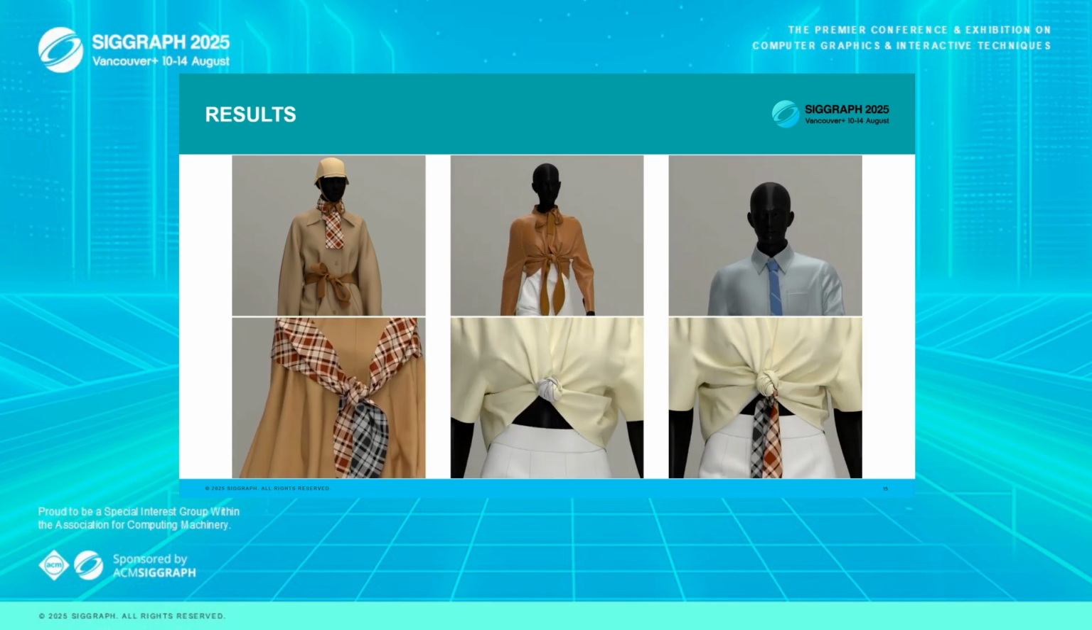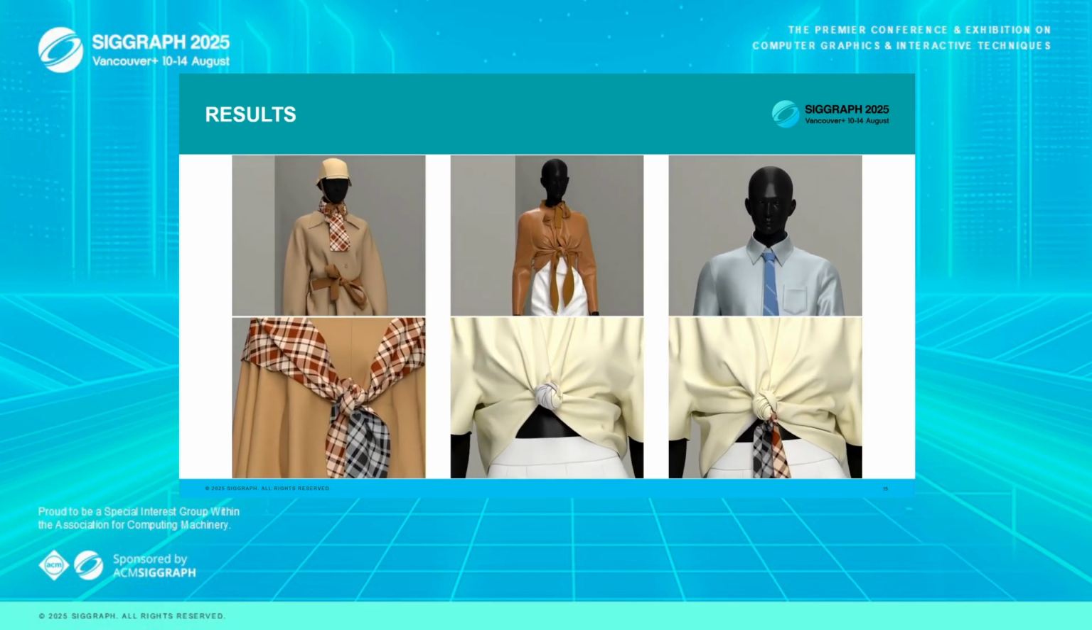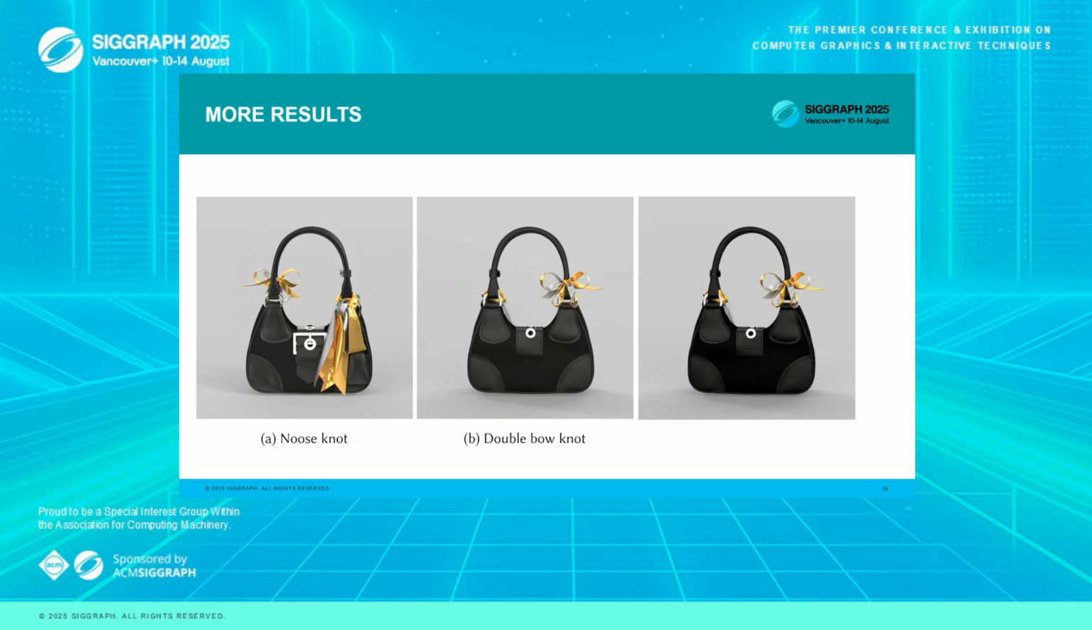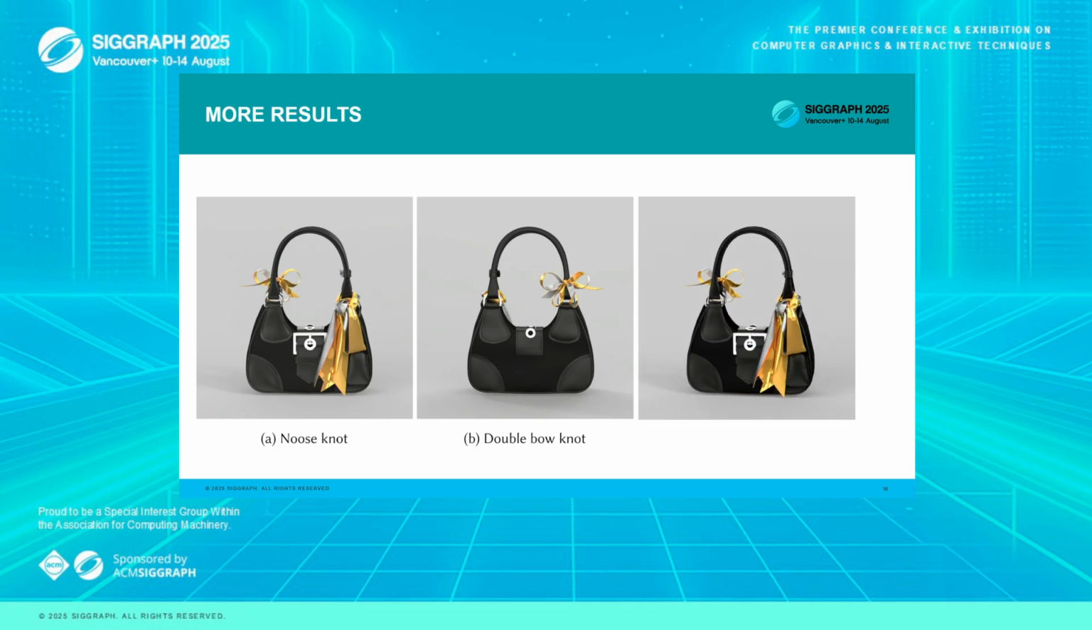Let's see some dynamic results. Here are more results from our method. Once the knots are modeled, their spatial structures can stay stable even during dynamic animations. When knots are added to a handbag, they instantly elevate its look with a touch of elegance and flair.